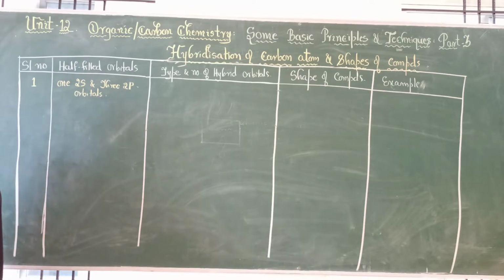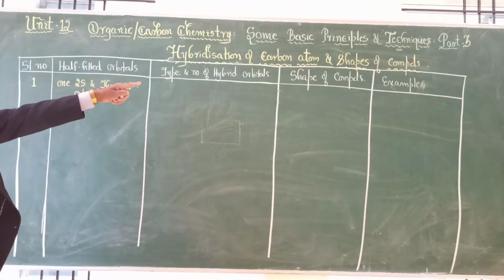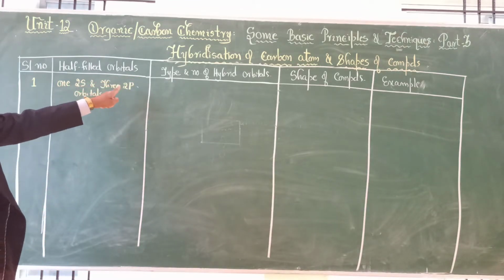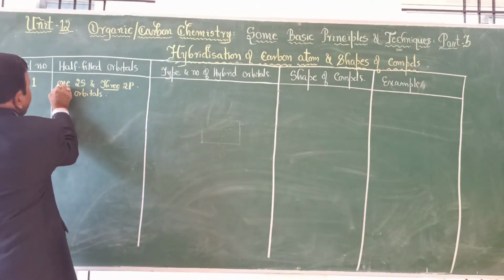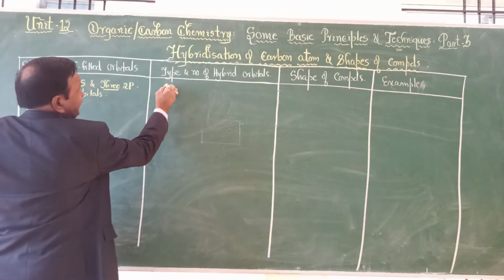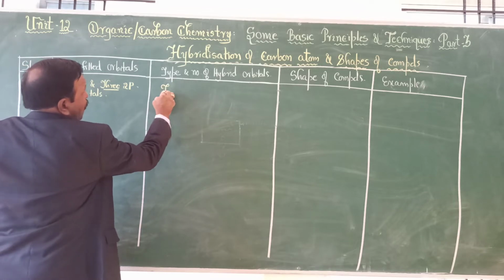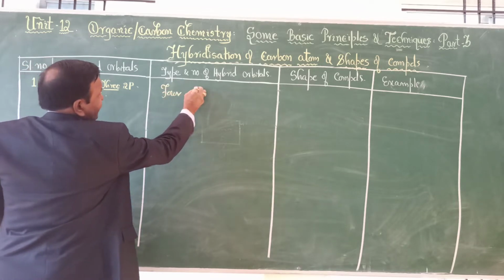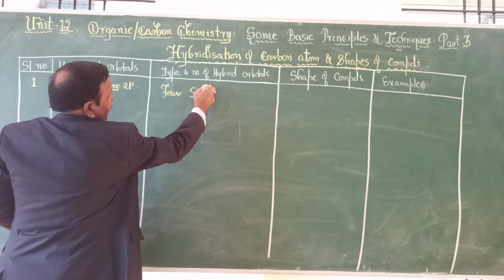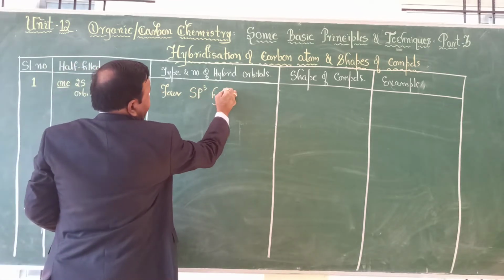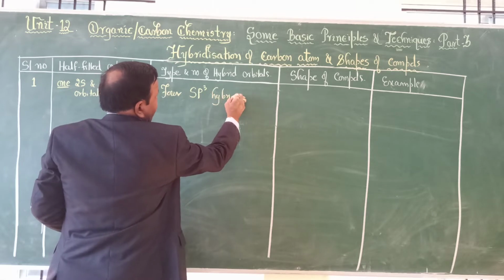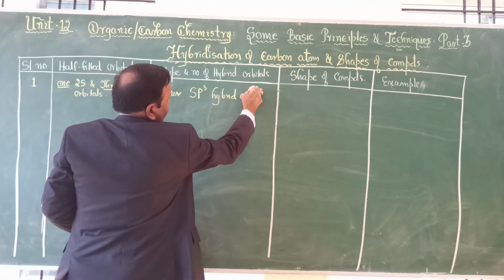Okay. So what type of hybridization we get? 1s and 3 2p, and this is called sp3. We get 4 sp3 hybrid orbitals. We get 4 sp3 hybrid orbitals.